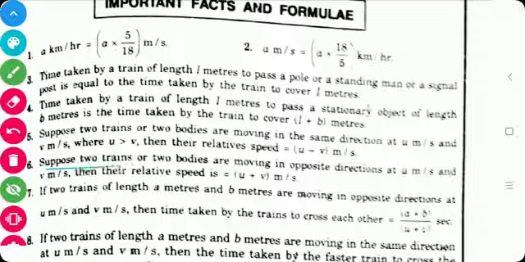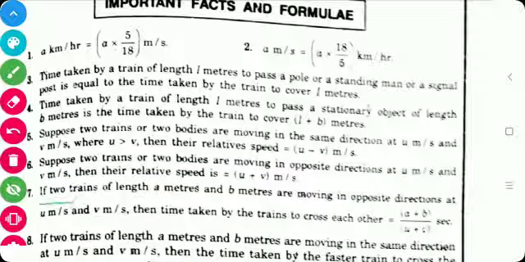Next, suppose two trains or two bodies are moving in the opposite direction at u meter per second and v meter per second, then the relative speed is u plus v meter per second. If the two trains are running in the opposite direction, then their relative speed is addition of their speed.